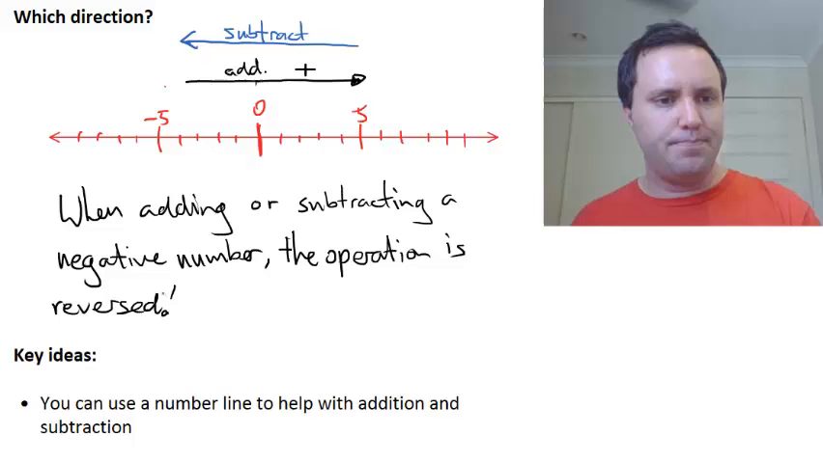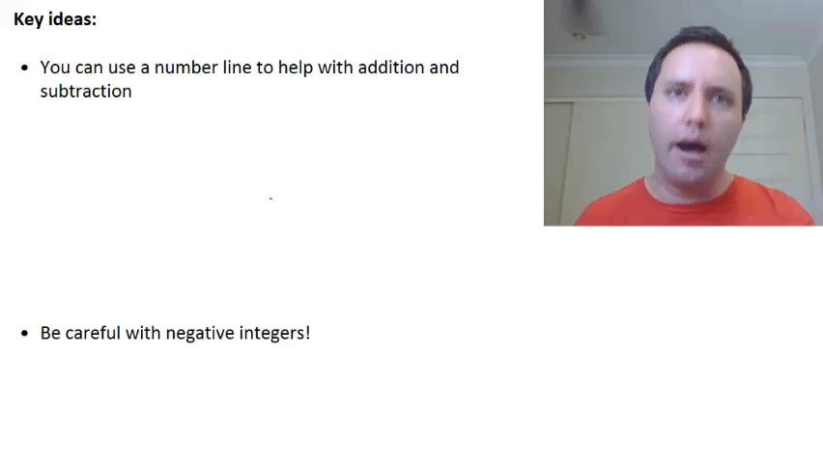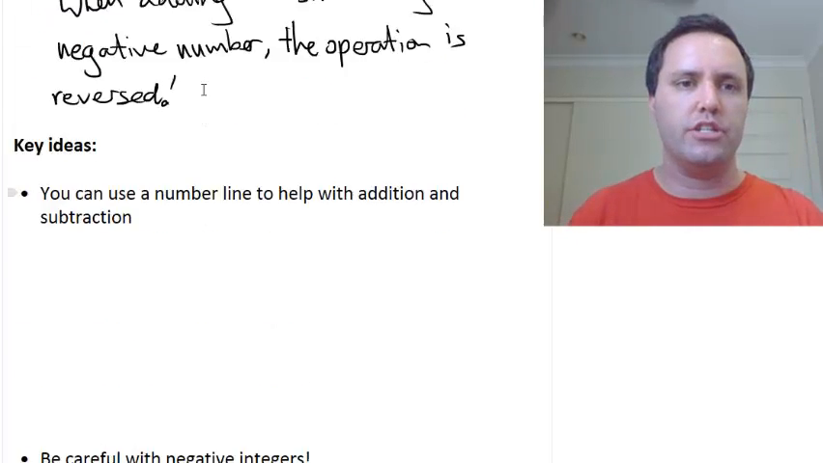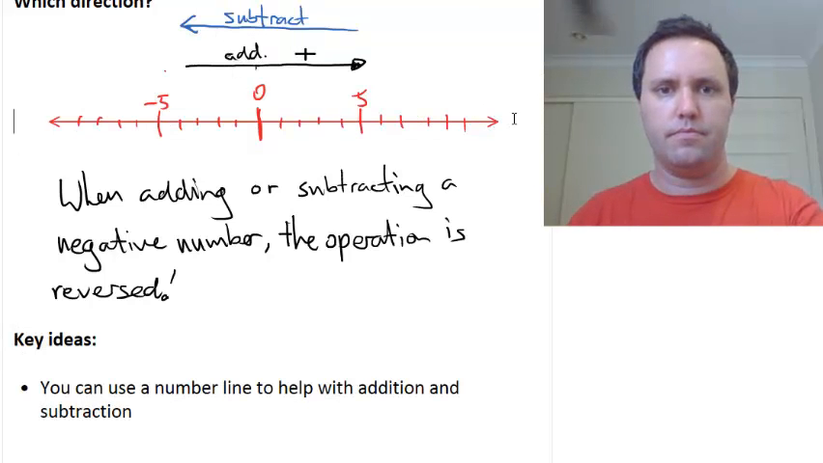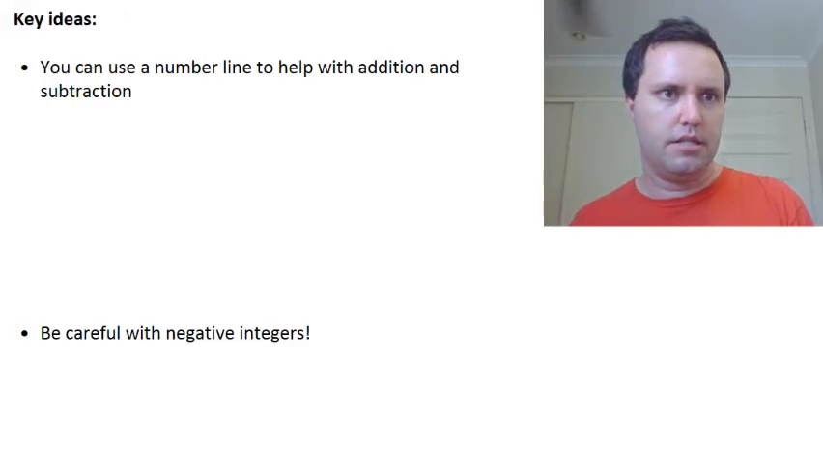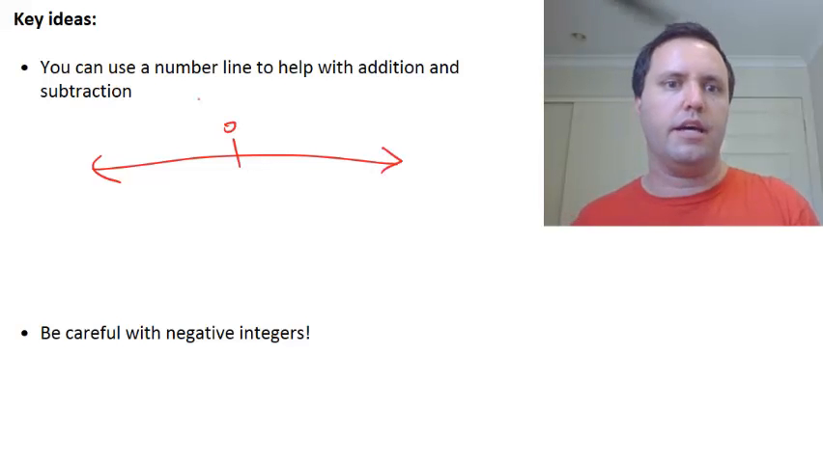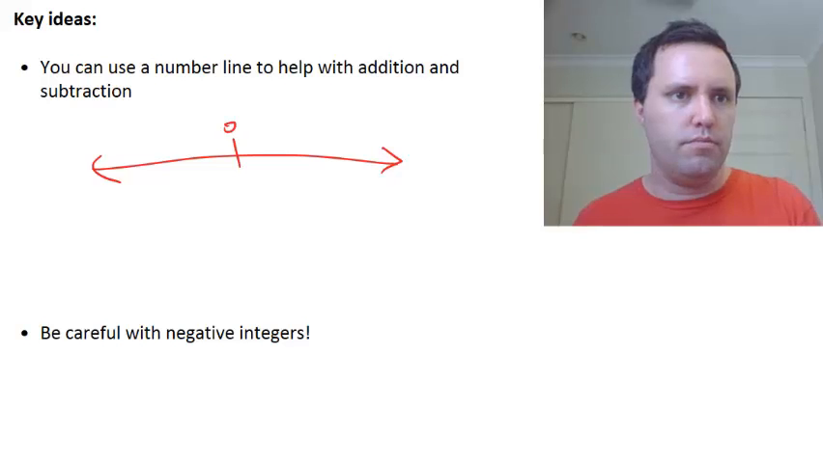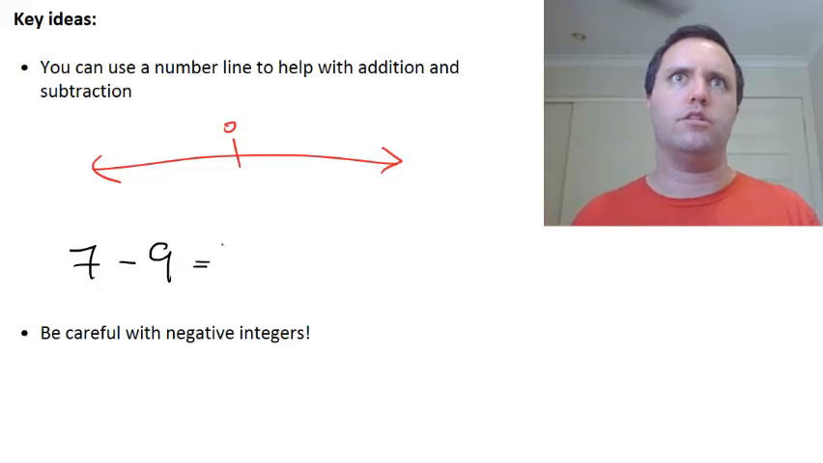Okay, right. So some key ideas. Now this is really important. You can use a number line to help with your addition and subtraction. So I'll just draw another really dodgy one. Here's my 0. Let's just say you're asked to do maybe 7 minus 9 equals what? What is 7 minus 9?